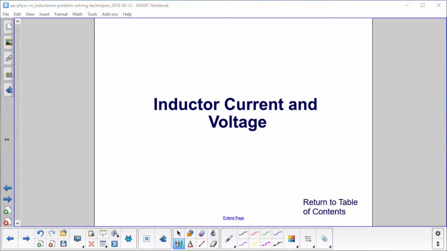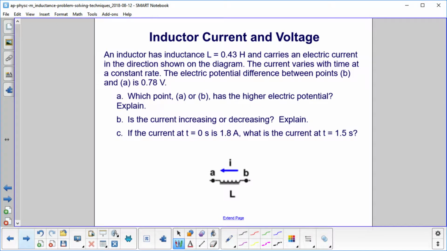Inductor current and voltage. An inductor has inductance 0.43 henries and carries an electric current in the direction shown on the diagram down here. The current varies with time at a constant rate. The electric potential difference between points B and A is 0.78 volts. Which point, A or B, has the higher electric potential?